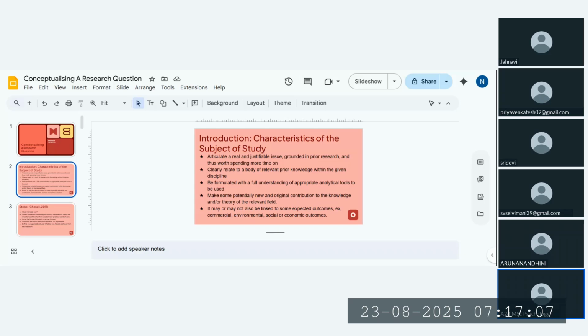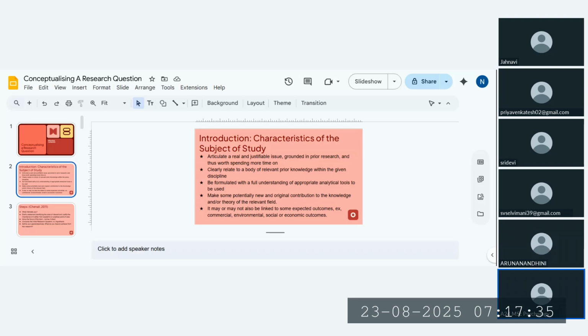The issues should be justifiable. It should have some relevance in the present day context. And it should be grounded in prior research. It should have some basis on something that has already been proven and shown in theory. And therefore, it should justify that we can spend more time on this topic. It should clearly relate to a body of relevant prior knowledge within the given discipline.